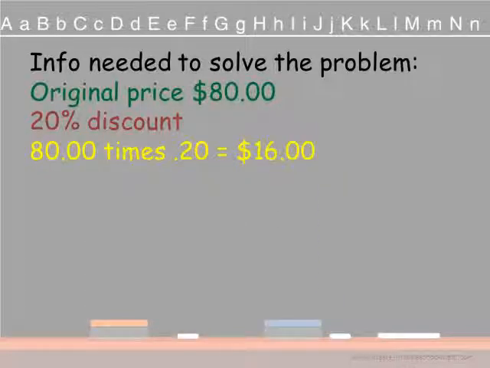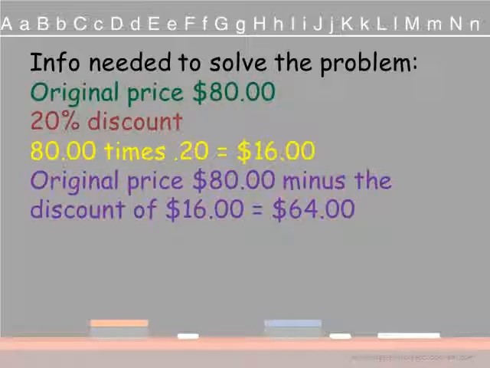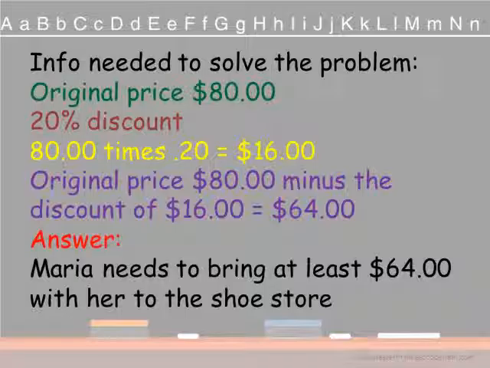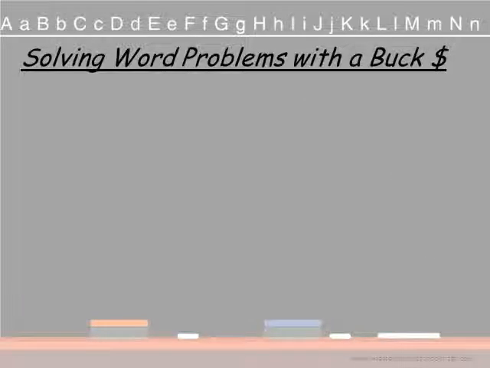So we're going to solve this by saying 80 times 0.20. We're going to change our 20% into a decimal number. That gives us $16. Are we finished? Well, no. Remember, a discount is taking away from our original. So our original price is $80 minus the discount of $16. So it gives us a new price, a discounted price of $64. So our answer is that Maria needs to bring at least $64 with her to the shoe store.